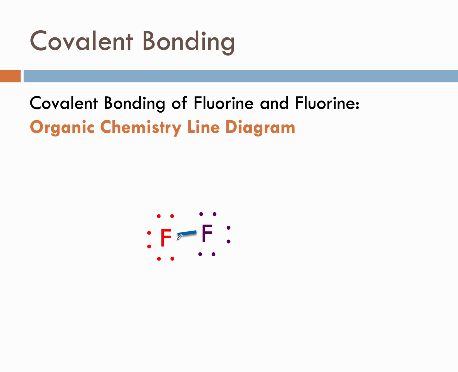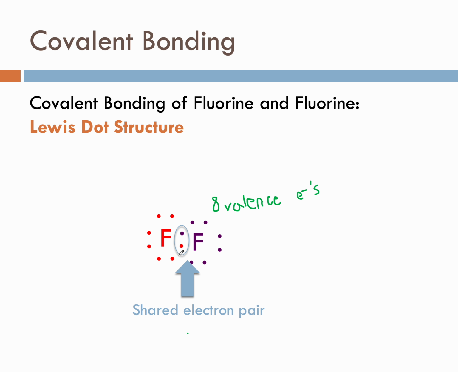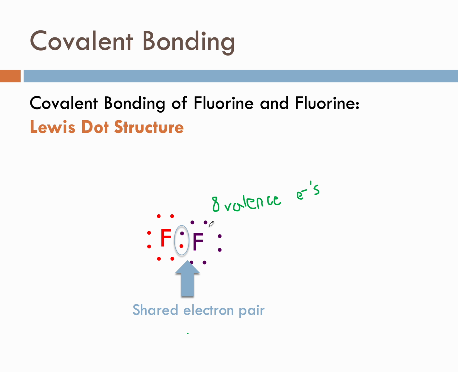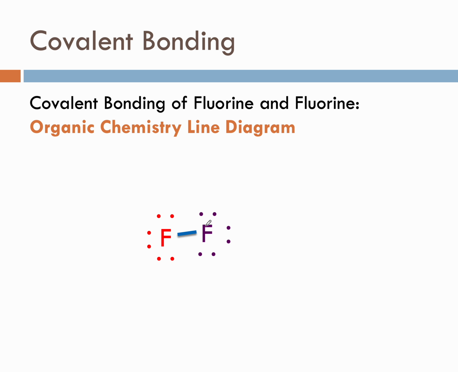When we draw this as a line diagram, I'm going to replace that shared pair with a single line. So notice that a shared pair, that's 2 electrons, becomes 1 line, because that shared pair of electrons is the covalent bond. And so we draw it as a single line when we draw it in an organic chemistry line diagram style. So there's a fluorine bonded to a fluorine for us. For each line diagram, just replace your shared pair with a single line.